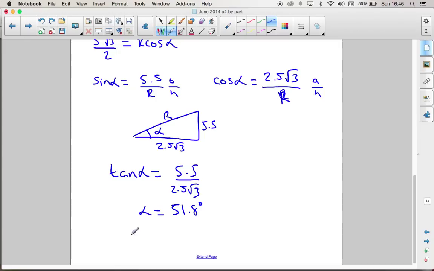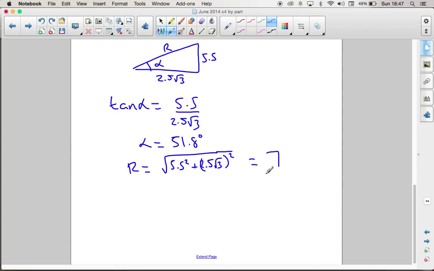And r is going to be the square root of 5.5 squared plus 2.5 root 3 squared, which is a nice round 7. So that gives me a bit of confidence that I think I've done it right because I've got a nice number there. So the final answer is that the original question can be written as 7 sine theta plus 51.8.